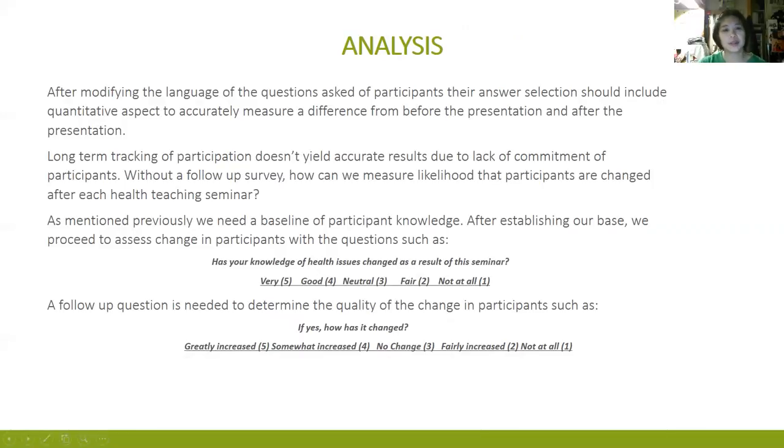So as mentioned previously, we need a baseline. So I changed the question that we saw earlier to this one right here. Has your knowledge of health issues changed as a result of this seminar? Very good, neutral, fair, or not at all. So I'm trying to make it a little bit more objective and give a few more choices, because some people may choose not to answer, or they may feel it doesn't apply to them. So we have to give them those choices.